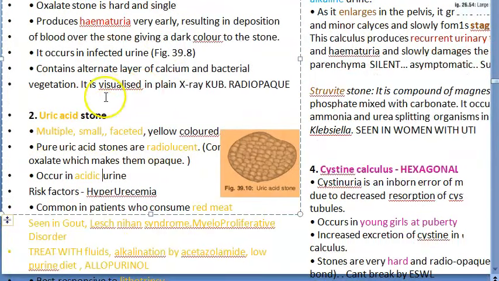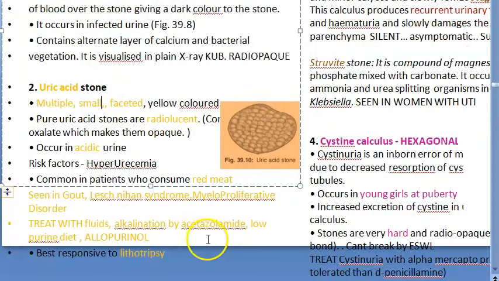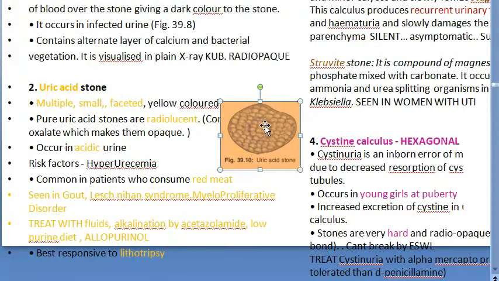Okay, here you have your uric acid stone, guys. Now uric acid stone, look at this: multiple, small, faceted, yellow colored. These are radiolucent. Remember, the pure uric acid stones are actually radiolucent. You cannot spot them on an X-ray.